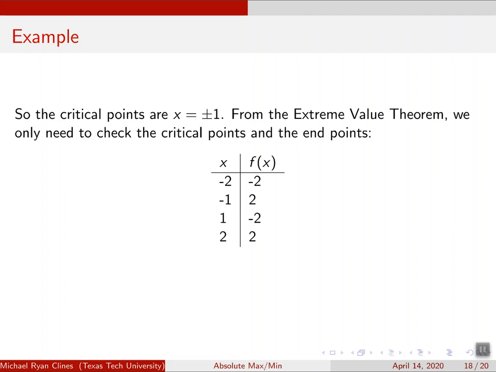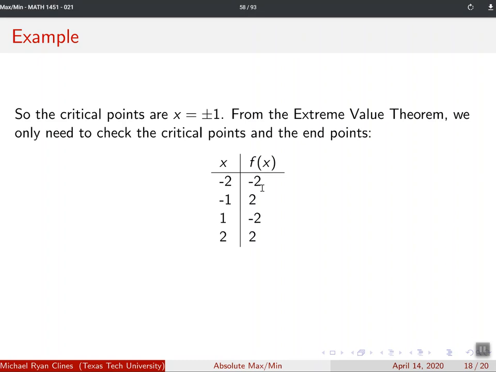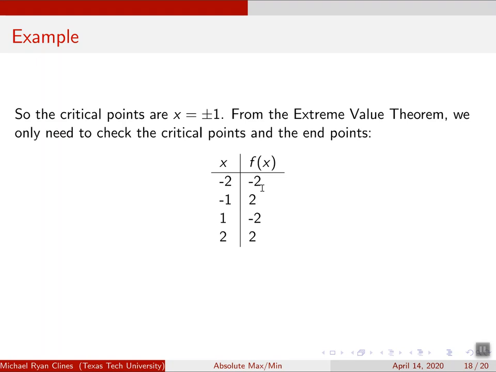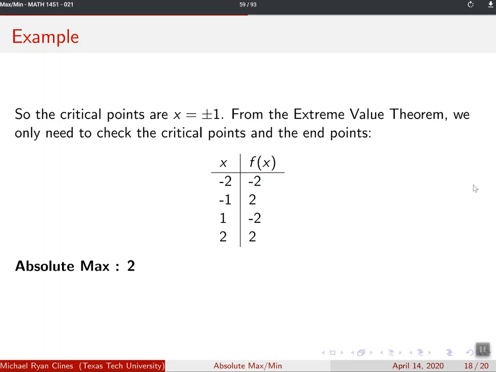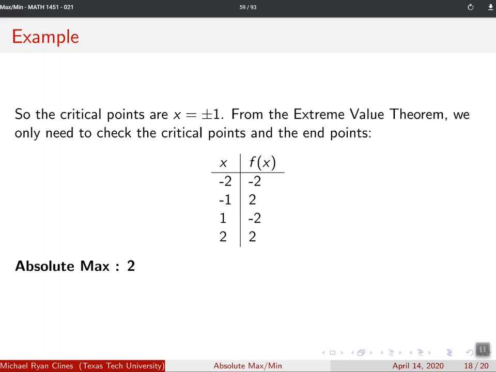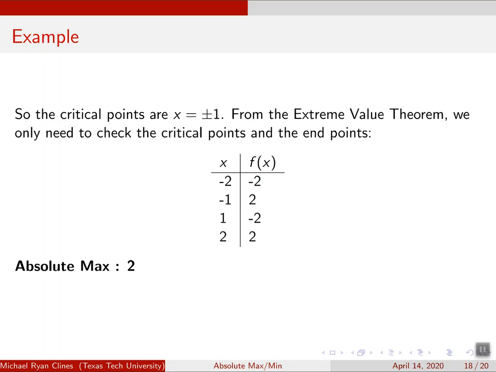So to find the absolute maximum, look at this right column and pick the biggest number. Between -2 and 2, which one's bigger? If you didn't say 2, then we've got a problem. Now what about the minimum? For the minimum, we pick the smallest number. And what's the smaller number between -2 and 2? That's -2.